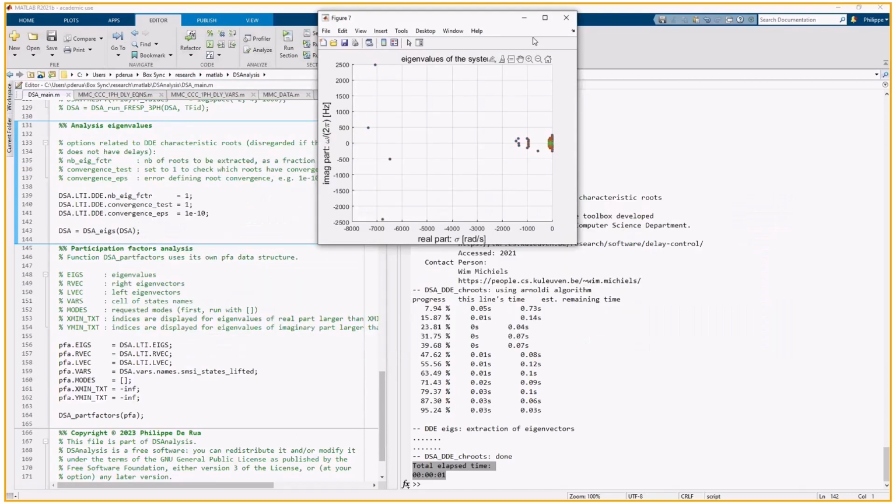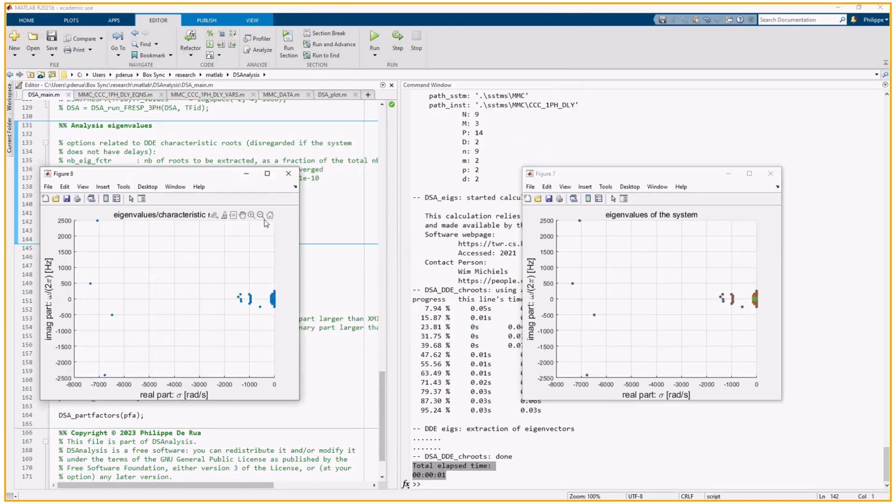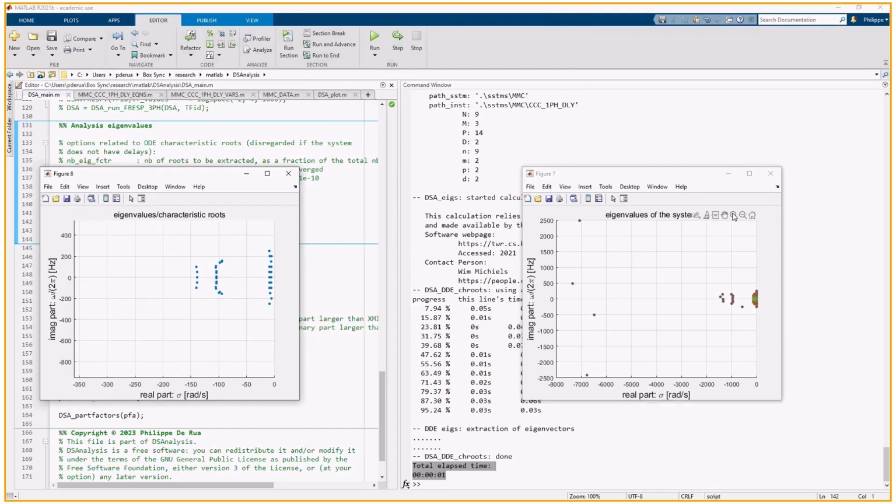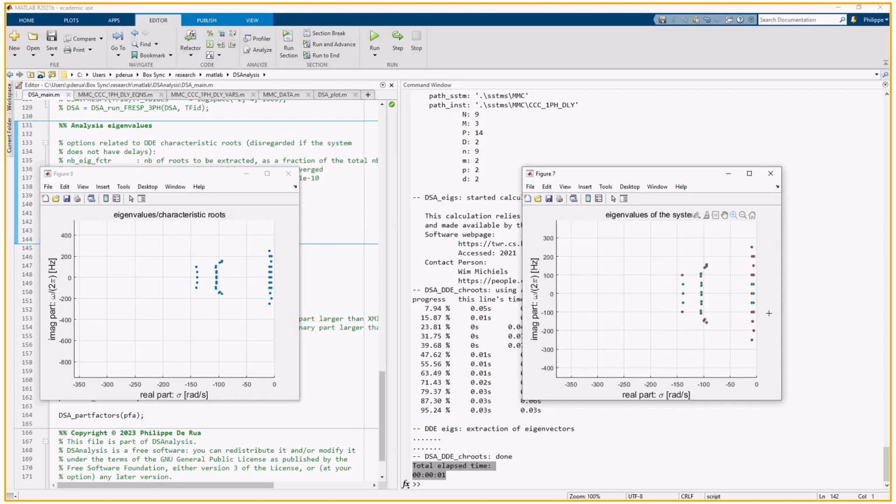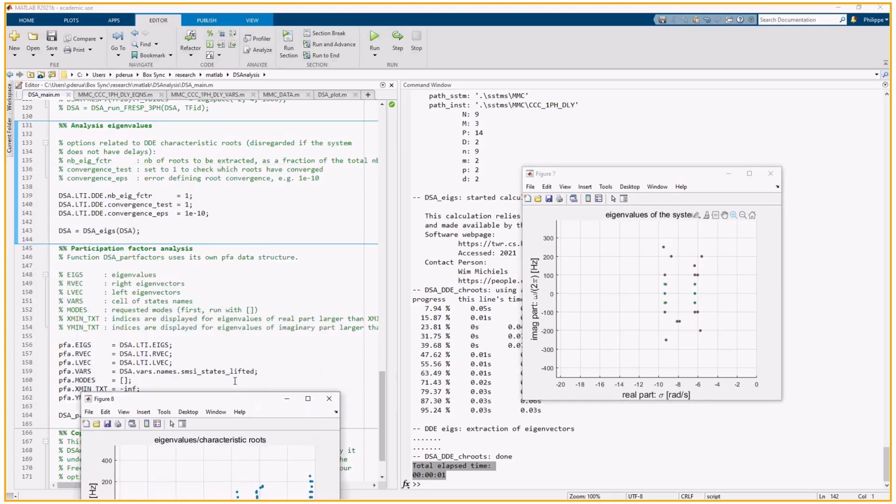So here are the 2 results. I have one without colors. This is just the characteristic roots as they have been calculated. But then I want to know which of these have converged. They already have the characteristic shape of the eigensets of frequency lifted systems. However, to be sure which ones have converged, I see that only the green ones have converged, at least within 1 to the minus 10. The others may have reasonably converged, but not to this precision.